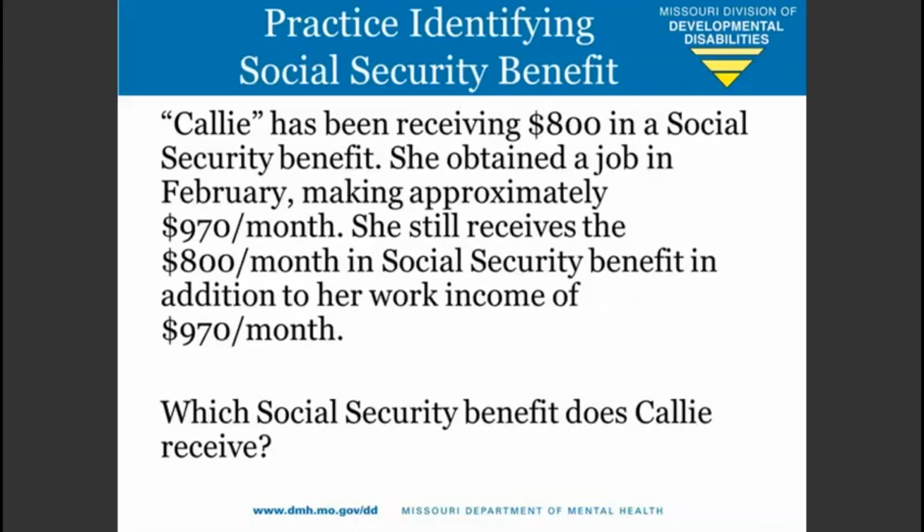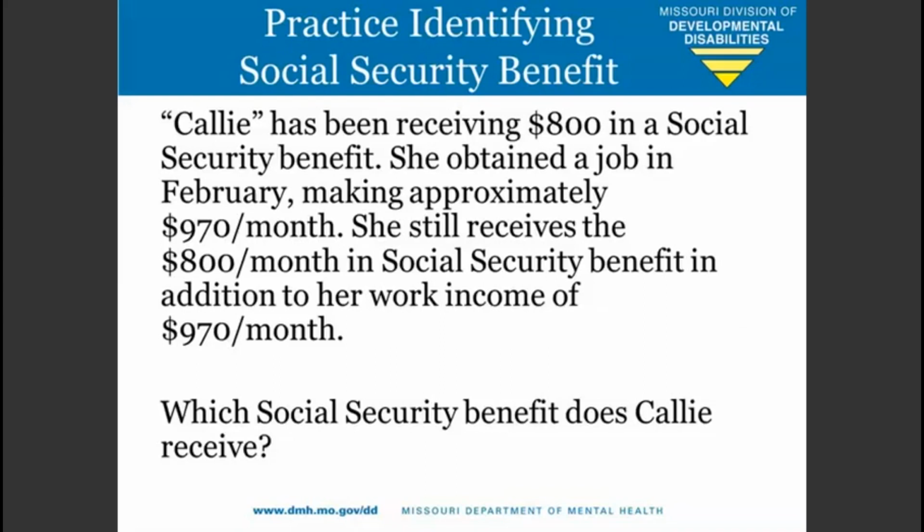Moving on to the next one, Jen? All right, Callie has been receiving $800 in a Social Security benefit. She obtained a job in February, making approximately $970 a month. She still receives the $800 a month in Social Security benefits in addition to her work income of $970 a month. What Social Security benefit does Callie receive?